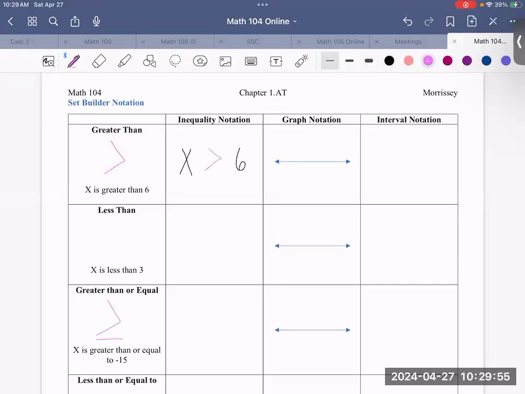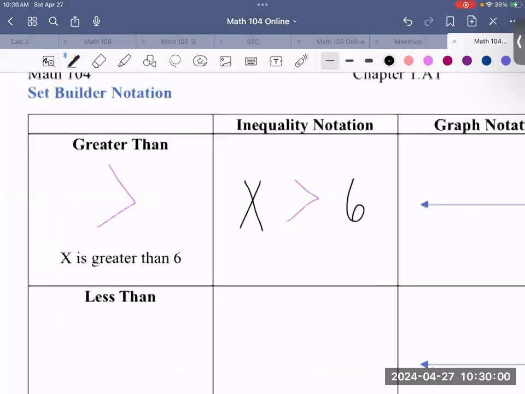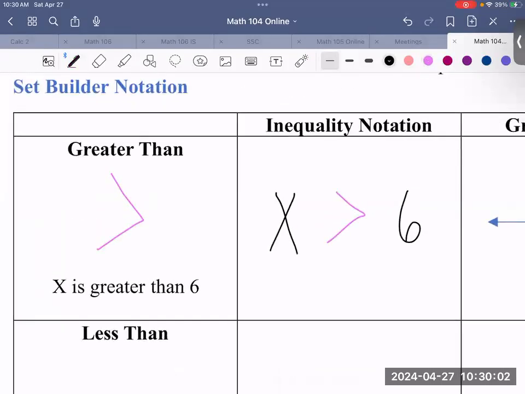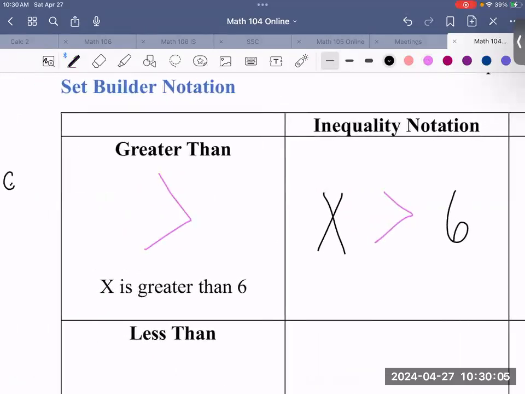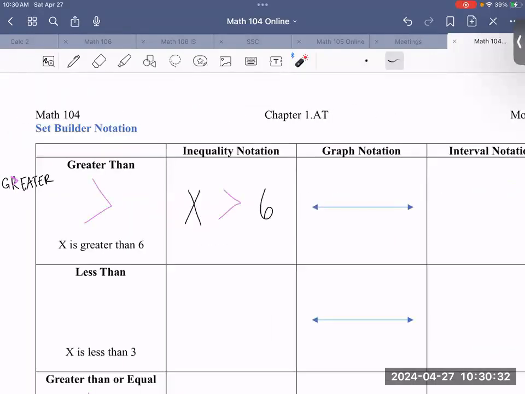Now, if you're someone that has a hard time remembering which symbol is what, think about the word greater. I'll put it up here. Oh, I cannot spell today. So the word greater kind of looks like this sign where the R is right here. So if you're thinking greater, perhaps you think it's the sign that's on the R. So kind of silly, but who knows, it might help.